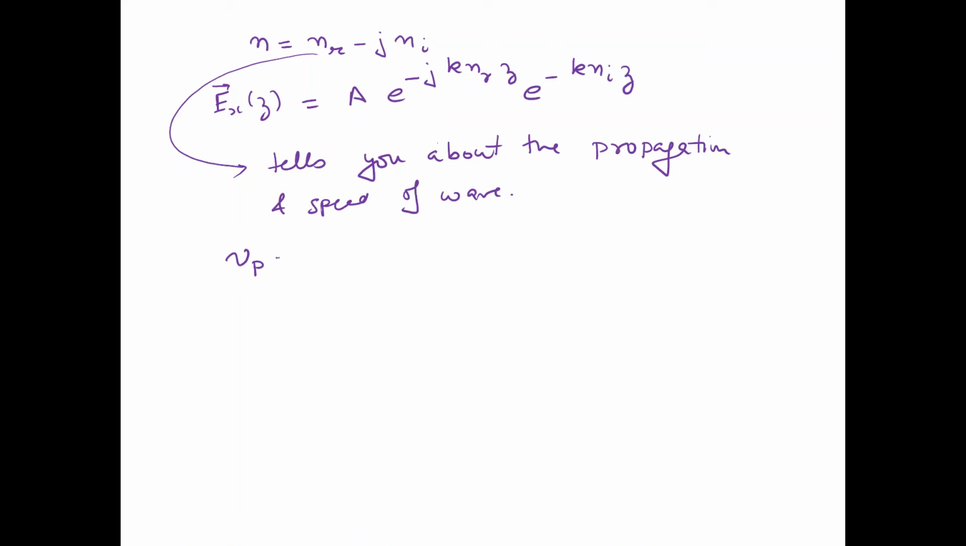The phase velocity would be given by c by n_real. If you look at k, my k_0 is the free space value, and k in the wave is k_0 times n_real. This becomes 2π by λ_0 times n_real. So my wavelength within that material has gone to λ_0 by n_real, the real part. So the real part tells you about the propagation and speed of the wave, and this is your propagation term.